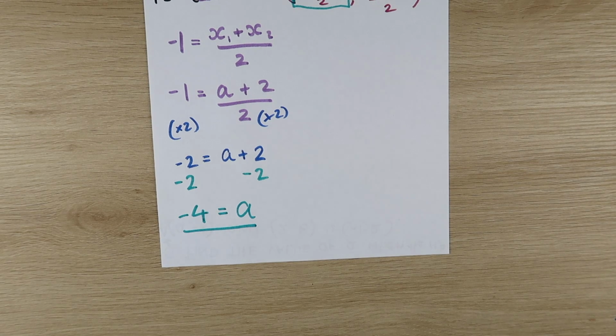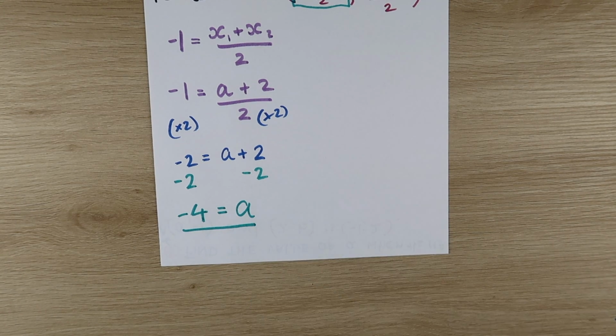And that is my final answer. I was only asked to find a, and I have found it. That was how to find the midpoint of 2 points that sit on a straight line.